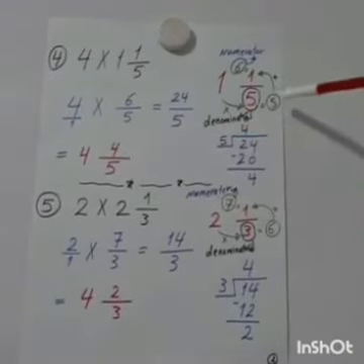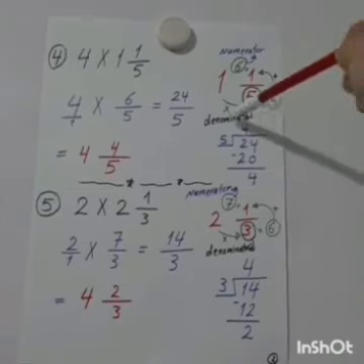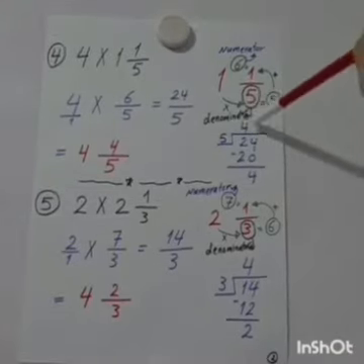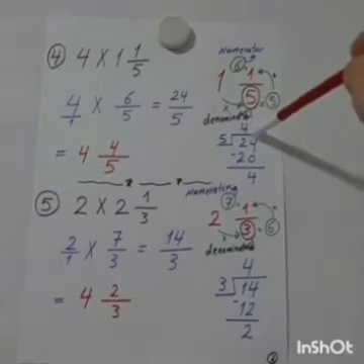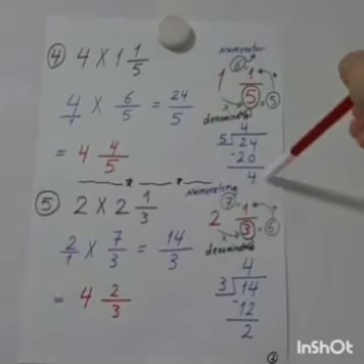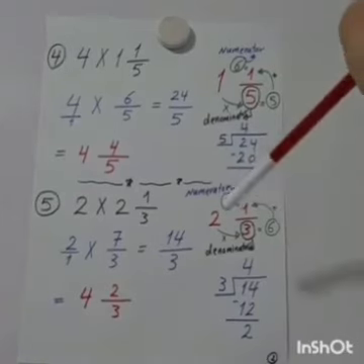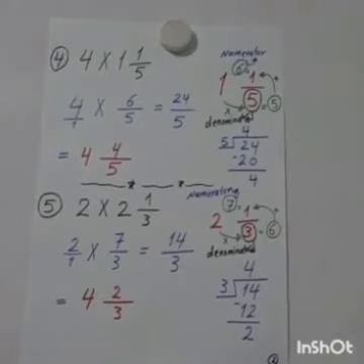And then, what's this? Please concentrate. Okay, it will be the whole number 4, and then the leftover is the numerator. Then let's complete number 5.